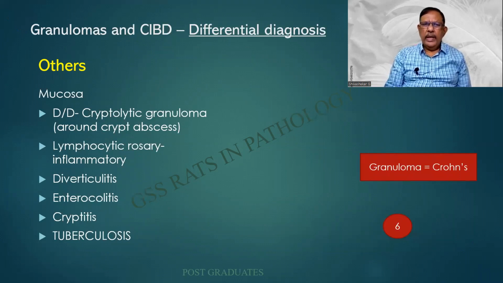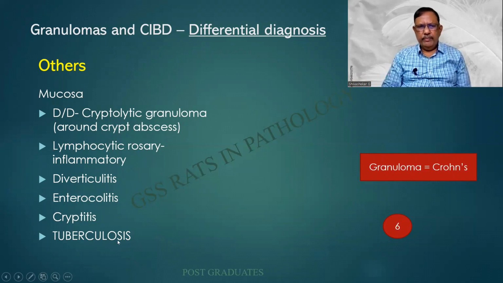What about the granuloma and chronic inflammatory bowel disease? What is the differential diagnosis? These include cryptolytic granuloma. Around the crypt abscess, there can be a granuloma formation. Lymphocytic rosary, which is again indicative of inflammatory and not chronic inflammatory bowel disease. Diverticulitis, enterocolitis, cryptitis, and tuberculosis. So these should be borne in mind.